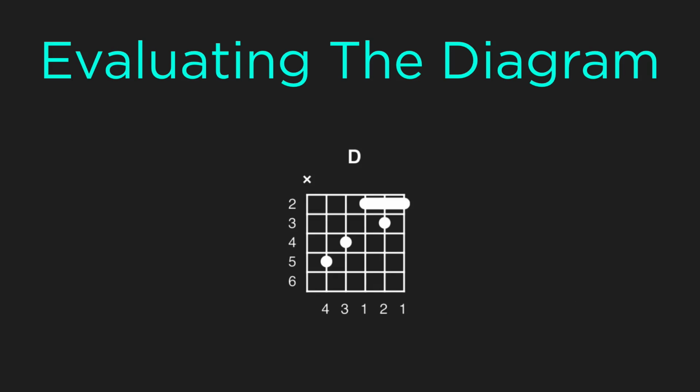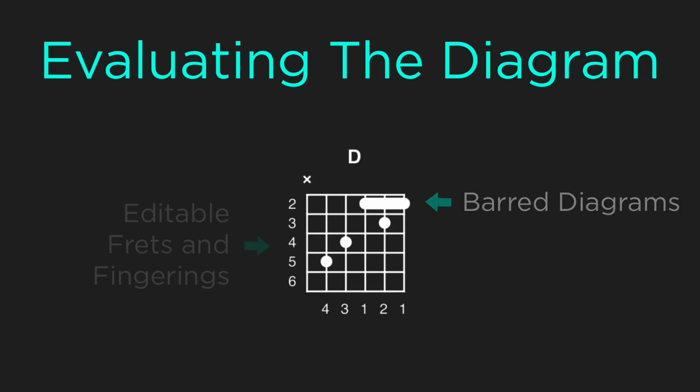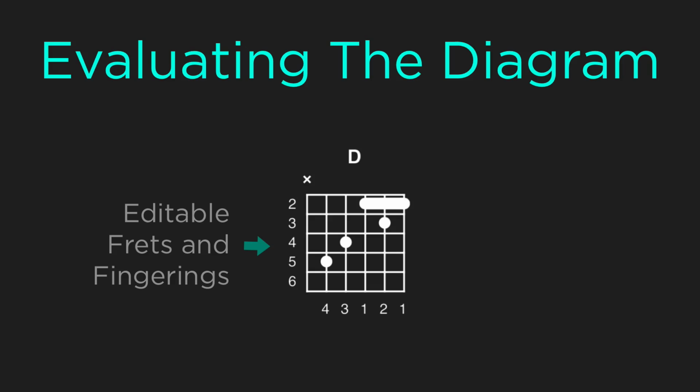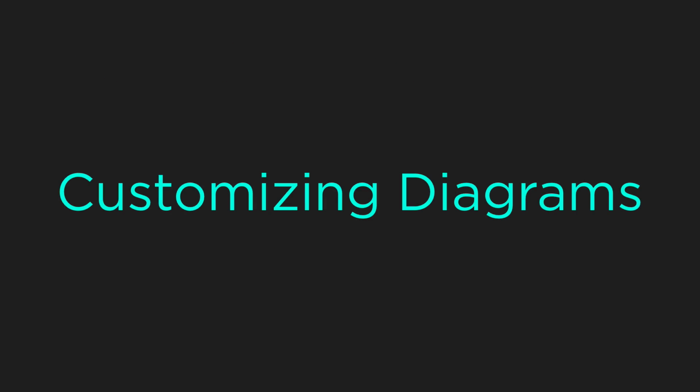Because OnSong knows the fingers to use, it can also recommend how to play bar chords. Finger positions can be changed when creating and editing songs, which we'll cover in a little bit. If you don't like how the chord chart appears, OnSong offers you various customization methods.